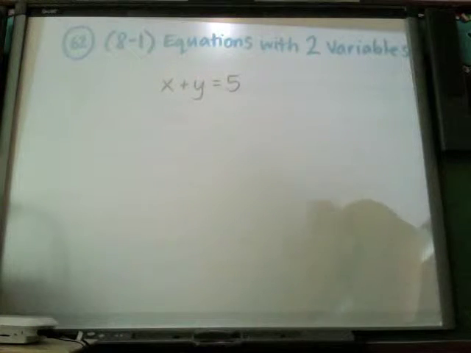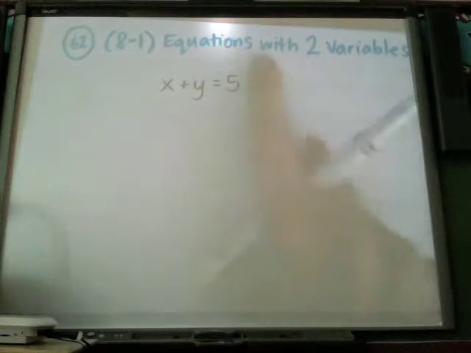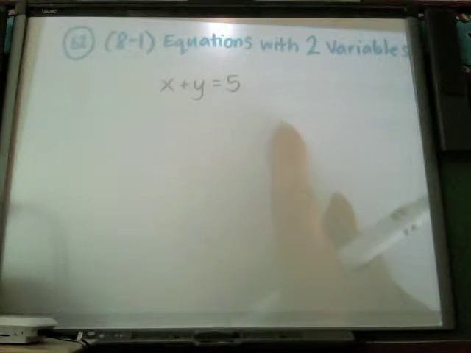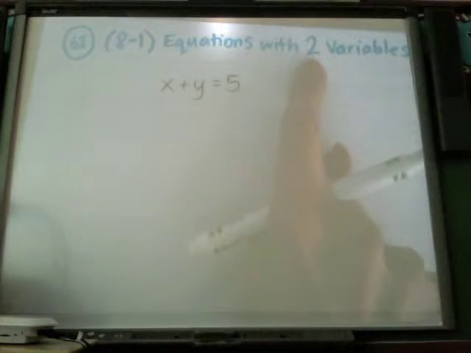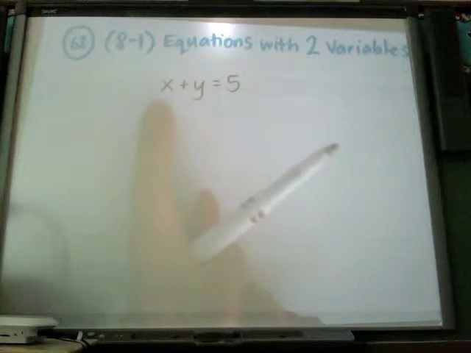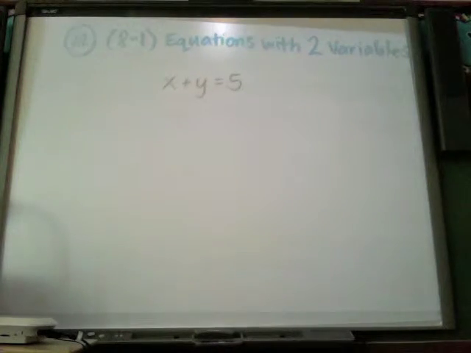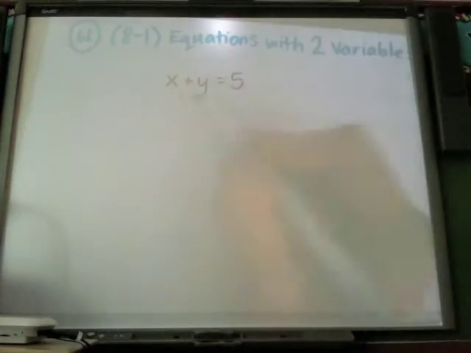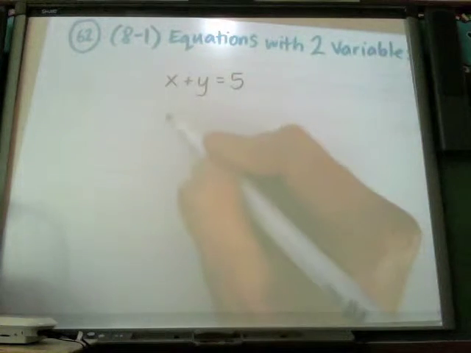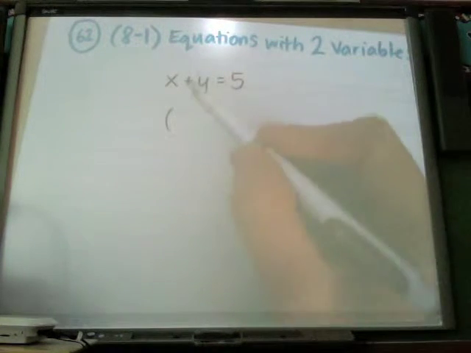What we're going to be starting to look at in this chapter is how could we solve something like this, or what can we do with this type of equation? So when I talk about two variables, I mean two different letters. Okay? So an x and a y, an a and a b, whatever it might be. Now, most of the time we use x and y. We are going to be doing some graphing in here.